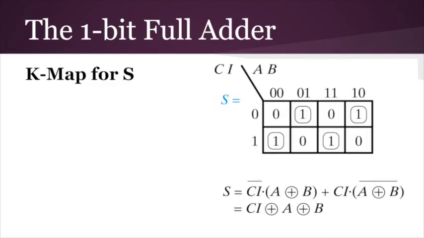Here you see the K-map for the sum and the circlings that correspond to the Boolean function for sum, and there's some reduction here, some little Boolean algebra magic that is done in order to get a simplified expression that you see on the bottom of the screen.